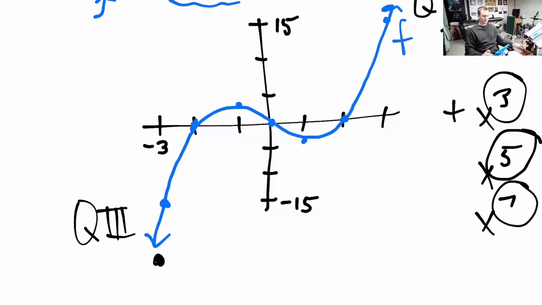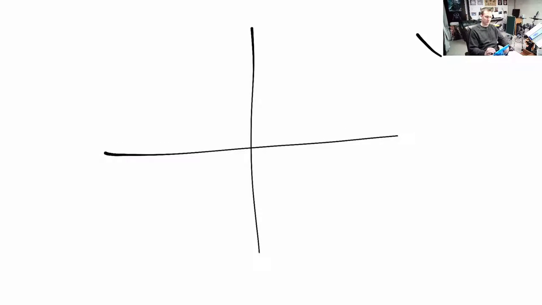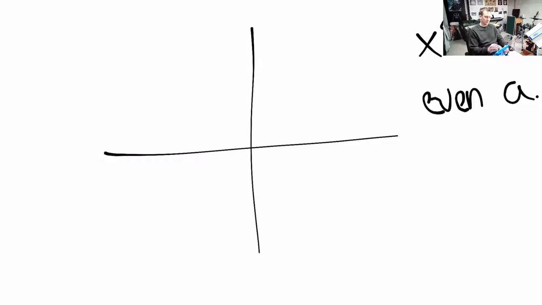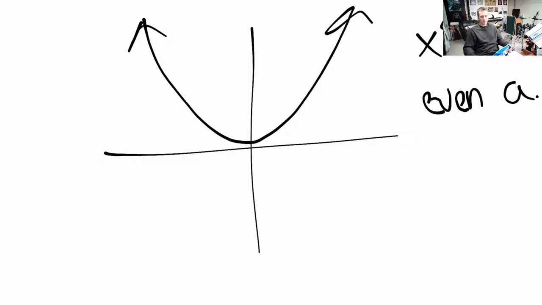But what if our power was even? If our power was even, so even A, instead of going like this, starting down here, ending up here, we would have something that starts up here and ends up here. Remember that even powers get rid of negatives. So when you plug in a negative number, you're given a positive result.